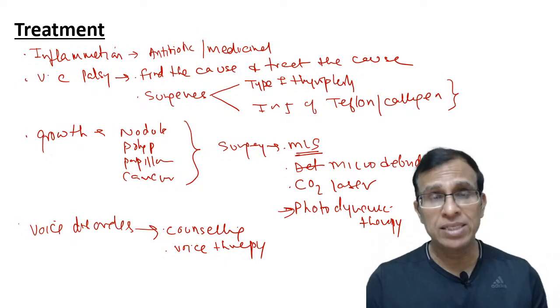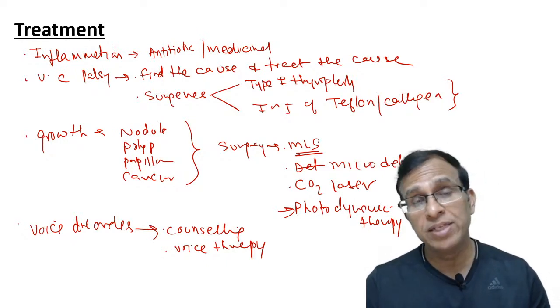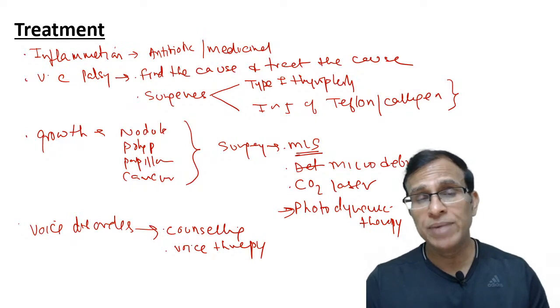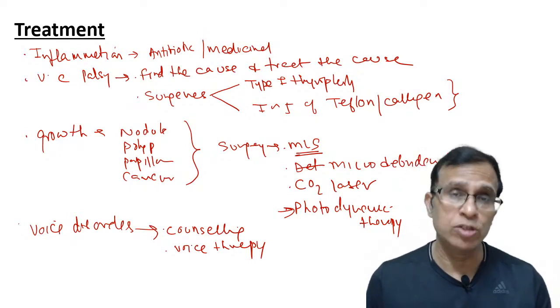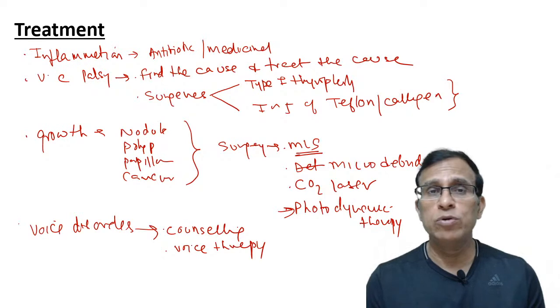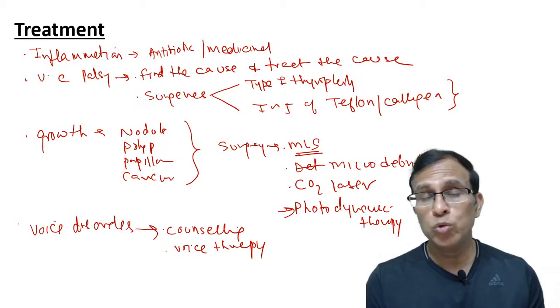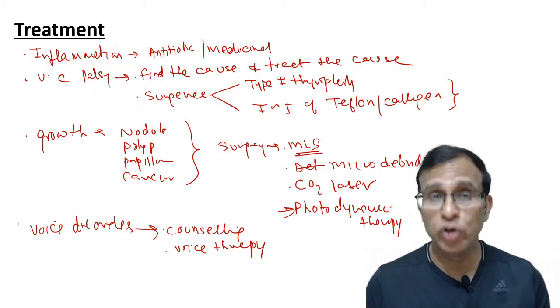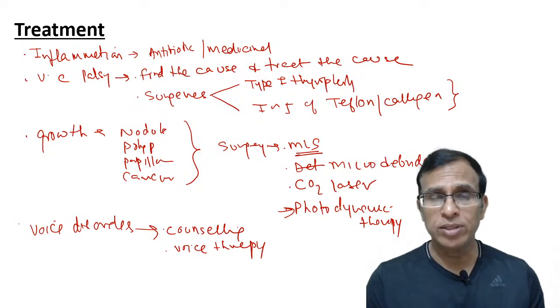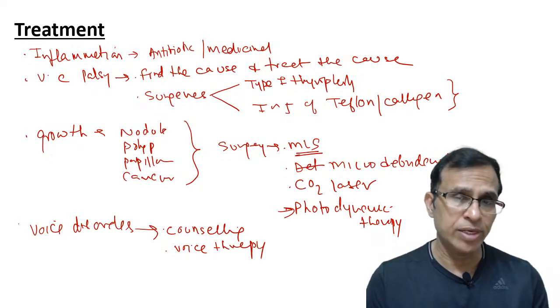Then if vocal cord palsy is there, then you need to find the cause of the palsy and treat the palsy. Sometimes despite treating the palsy, the voice change remains, hoarseness remains. In those cases, you might have to do surgery on the vocal cord. And I told you, the two surgeries on the vocal cord for vocal cord palsy to improve the voice are either thyroplasty type 1, which is called medialization of the vocal cord, or injection of Teflon and collagen can be done.